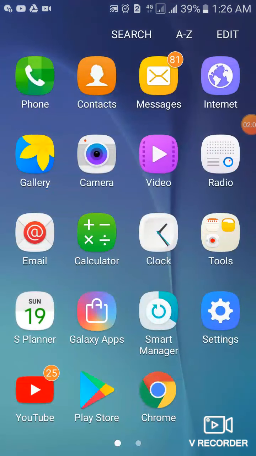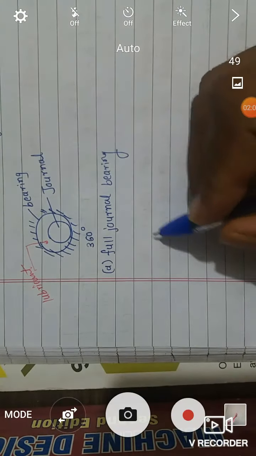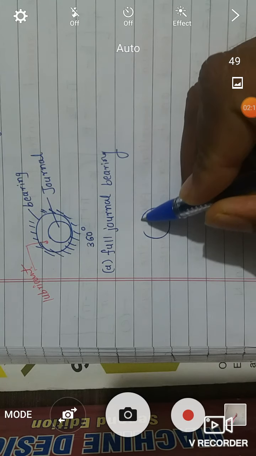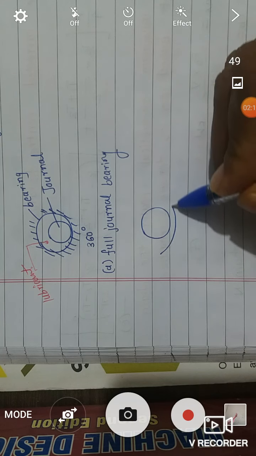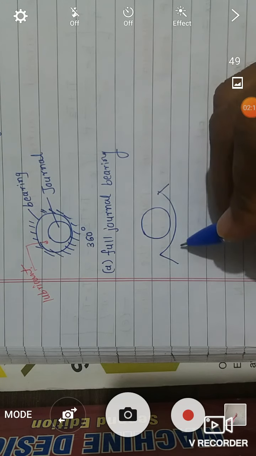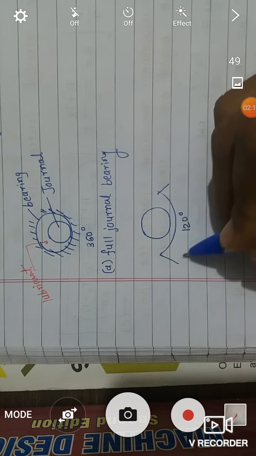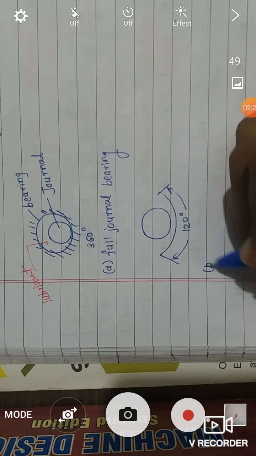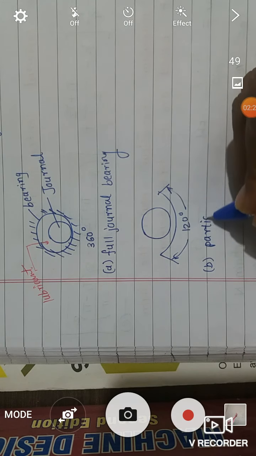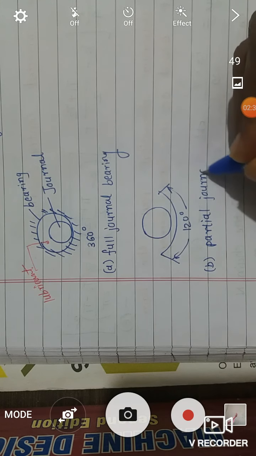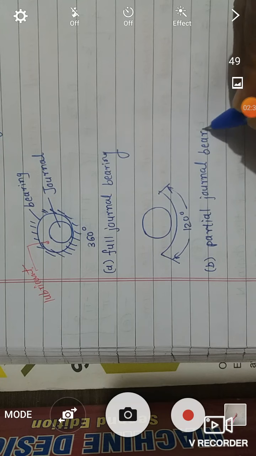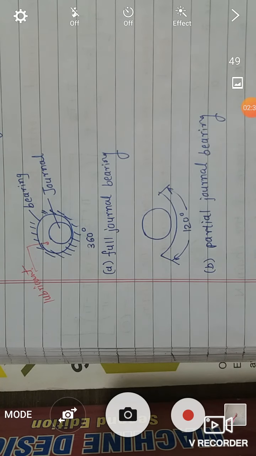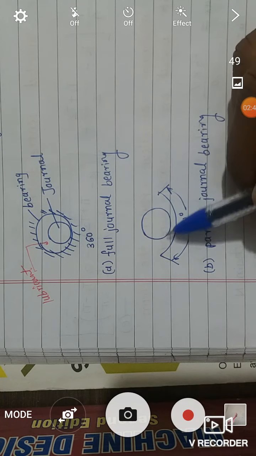And if the contact is partial, if we consider this is the journal and this angle is 120 degrees, then this type of bearing is called a partial journal bearing. Here some clearance is present between this journal and the bearing.